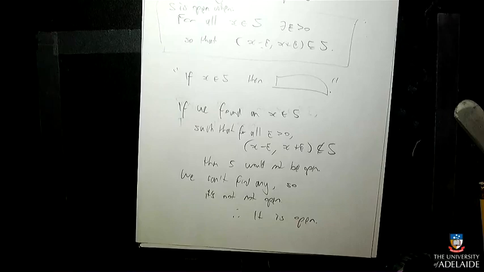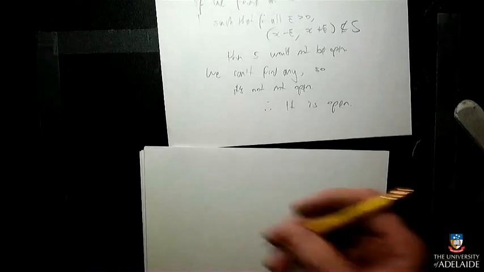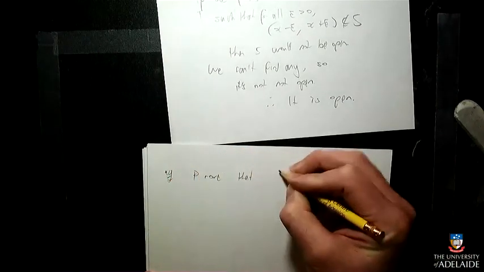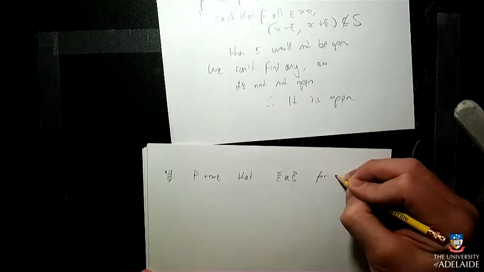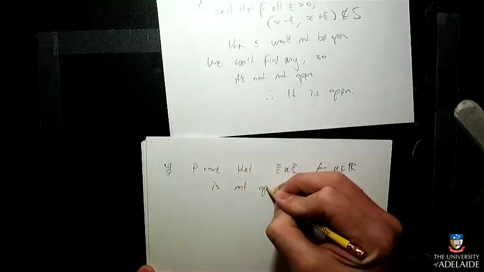A set with 1 point is not open. No, a set with 1 point is not open, but it's just worth pointing that out. Okay, because, well, let's prove that. We're going to prove that a set with a single number in it is not open.